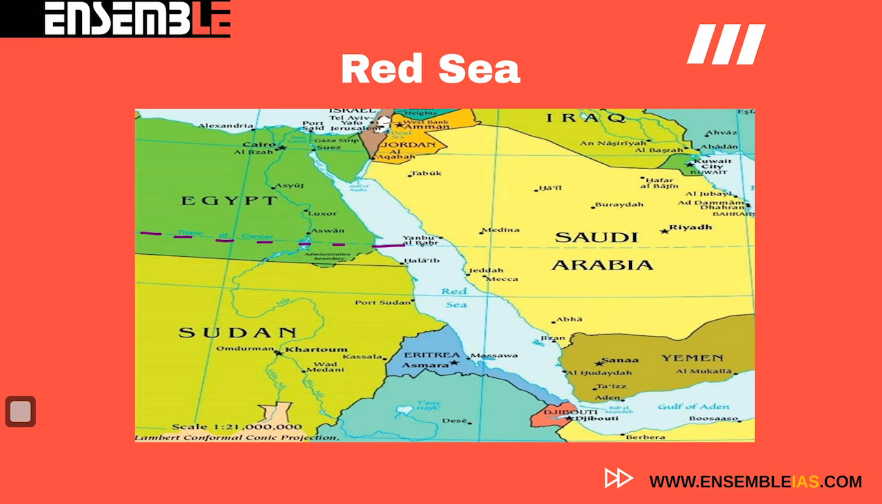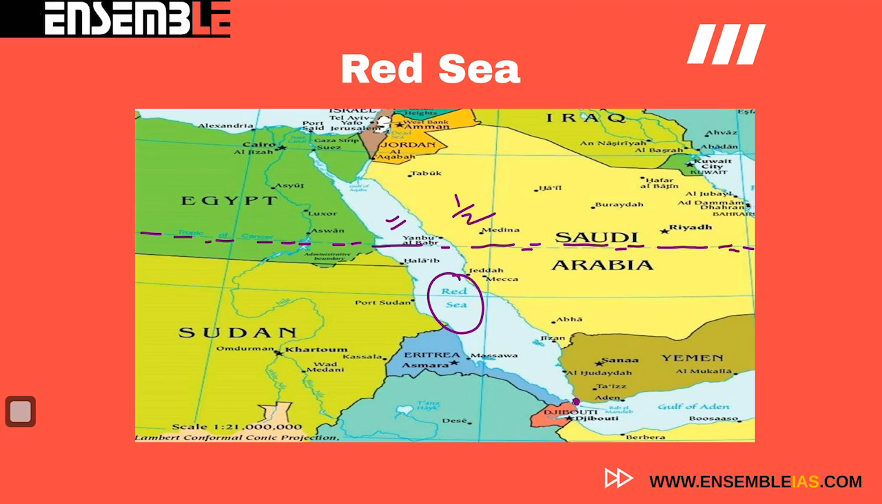Let's again have a look at this map. This is the Tropic of Cancer, and you can see that it is almost crossing the Red Sea in a half division. So that is why in this area the evaporation rate is very high.